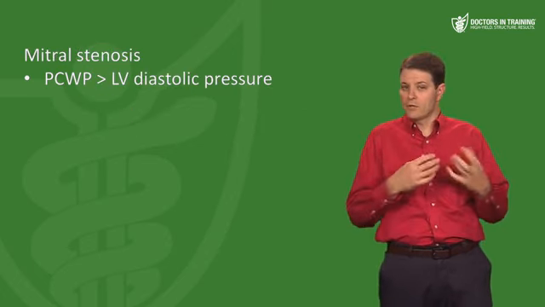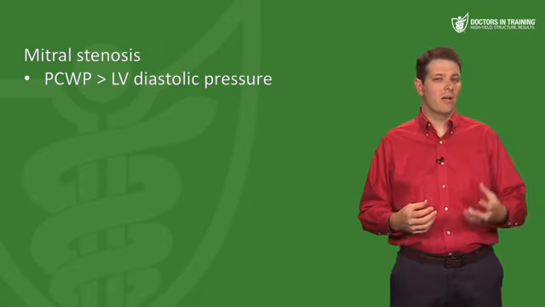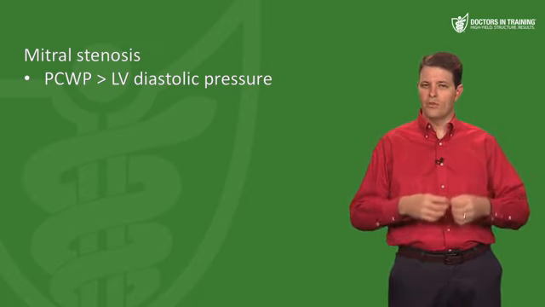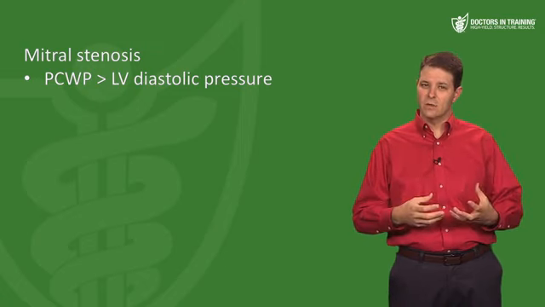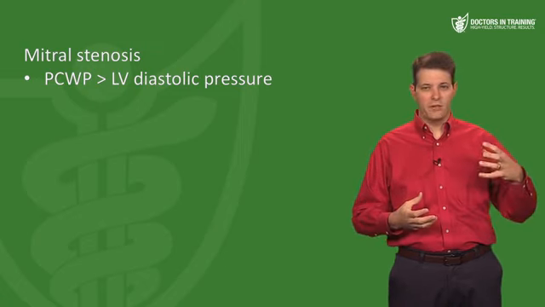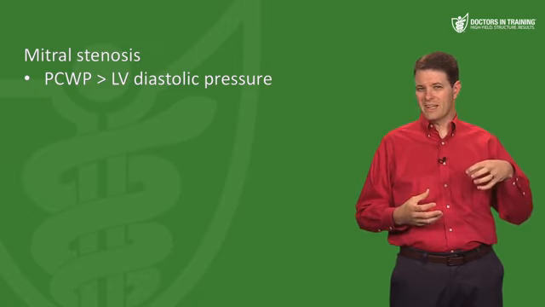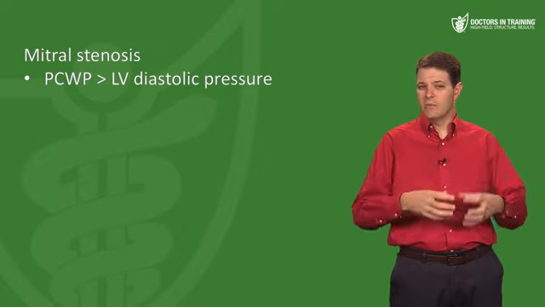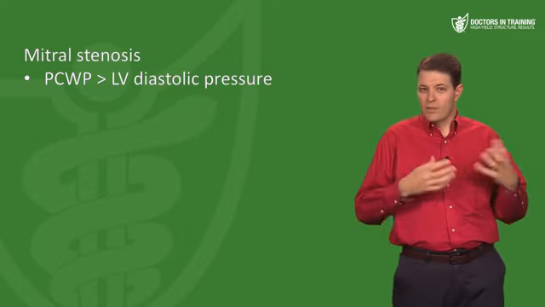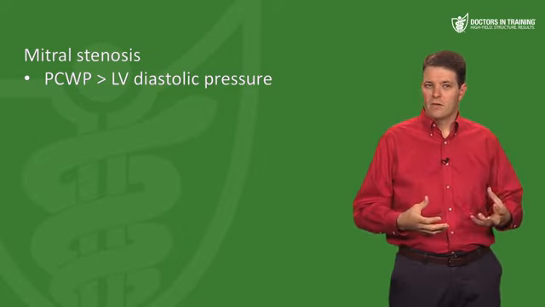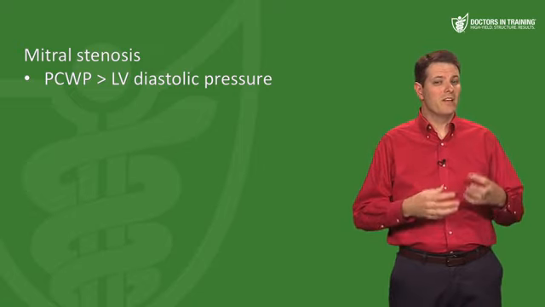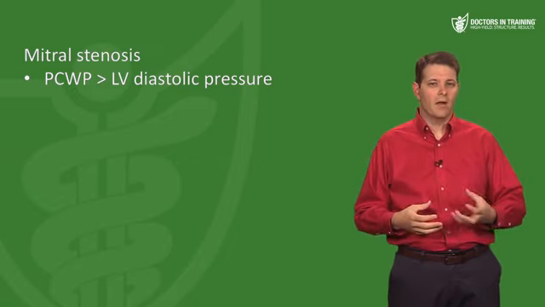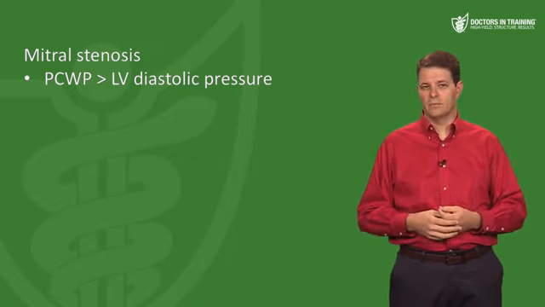Now, in a patient with mitral stenosis, the wedge pressure is higher than the left ventricular diastolic pressure. So think about it. The mitral valve is stenosed or narrowed. So during diastole, when the mitral valve should be open and the left atrium is contracting, the left atrium is contracting against a partially closed mitral valve. So the pressure inside the atrium is going to rise. The blood has nowhere to go, so the pressure rises. And since the wedge pressure is roughly equal to the left atrial pressure, the wedge pressure will rise also. And the wedge pressure will be higher than the left ventricular diastolic pressure.